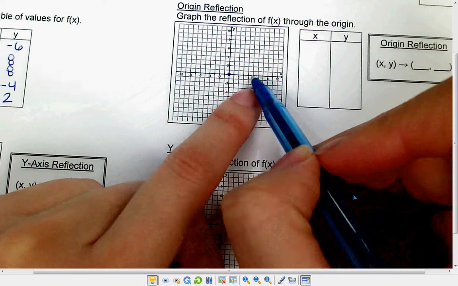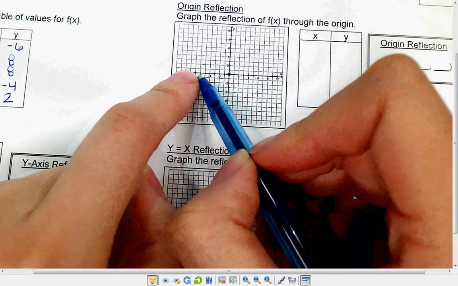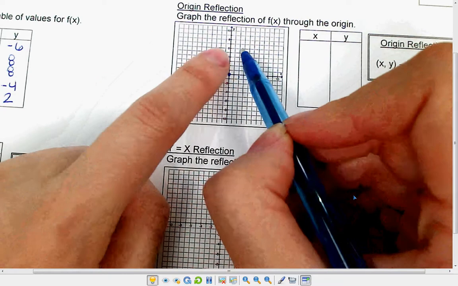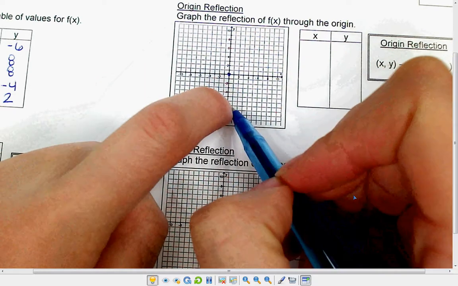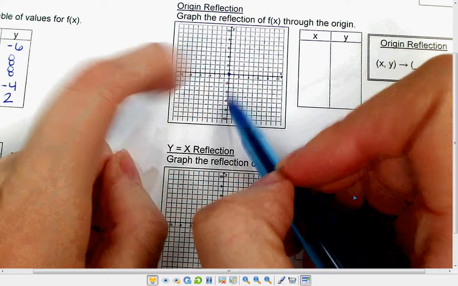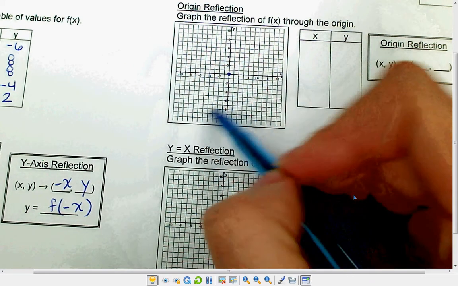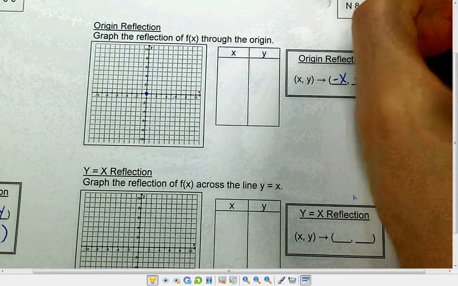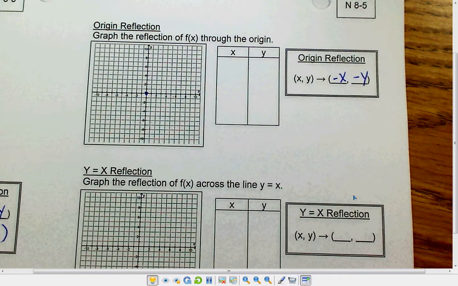So if you have a point on your x-axis, it would just flip directly across to the other side of your x-axis. So we know our x's are going to be changing from positive to negative. If you had a point on your y-axis, it would be reflecting across like this from positive to negative as well. If you had a point on this side, it would be reflecting over here where now they're both negative. So really in the origin reflection, you're changing both your x and your y. So you're changing the signs of both.